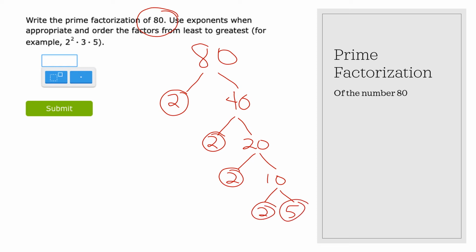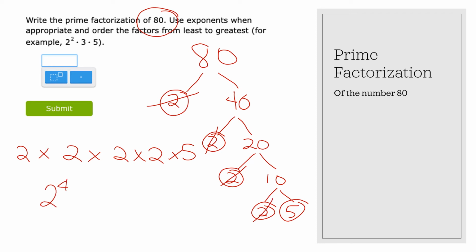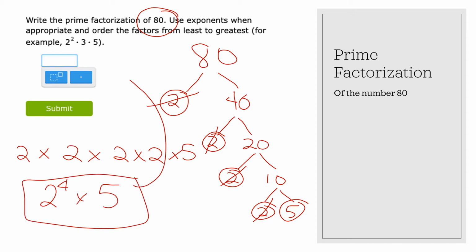So I can write this as 2 times 2 times 2 times 2 times 5, right? So I have 1, 2, 3, 4 2's. So I have 4 2's, and I can multiply that by 5. And this is going to be my answer in exponents. That's what you're going to put up here.